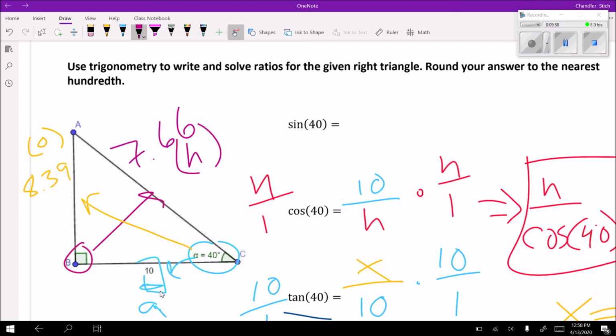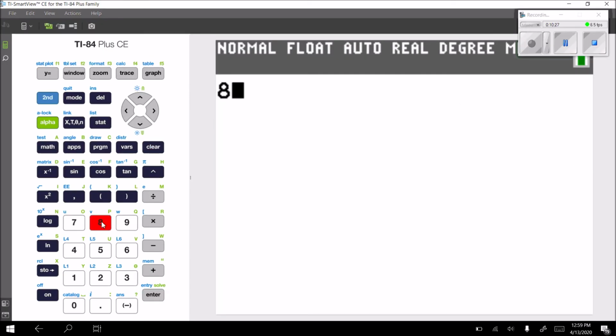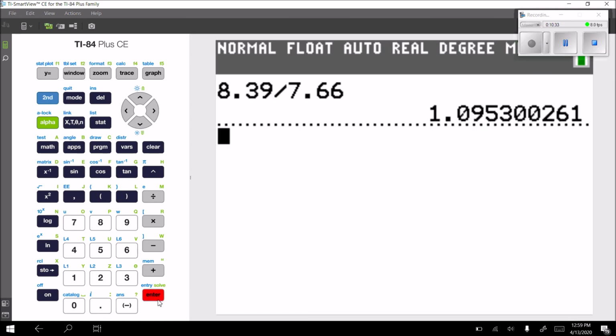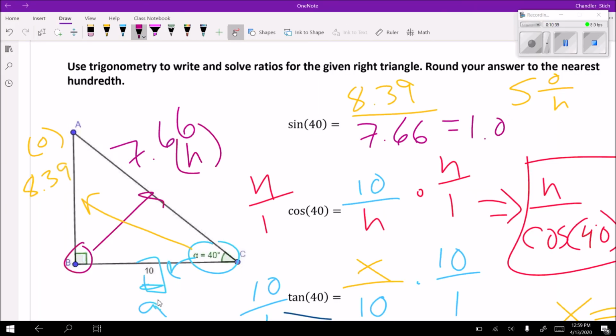Now, sine is very easy to fill out now, because sine, again, is opposite over hypotenuse, which in this case would be 8.39 over 7.66, which actually has a value. 8.39 divided by 7.66, which is 1.09. Okay, so that's my answer for sine.